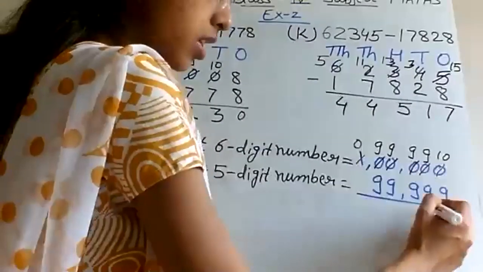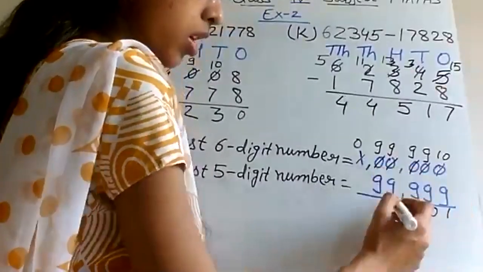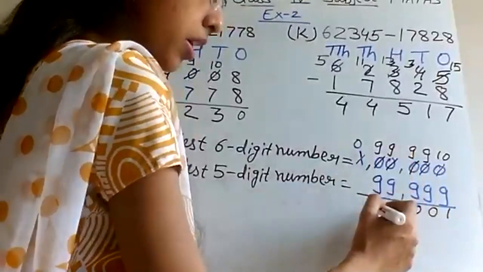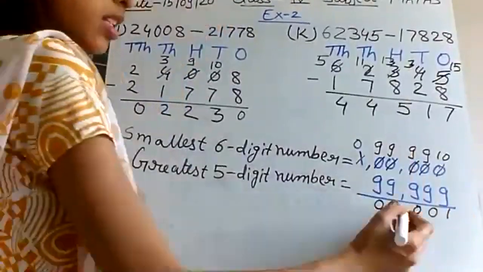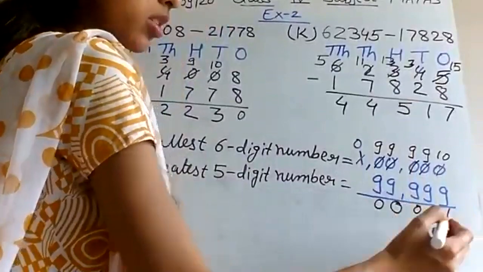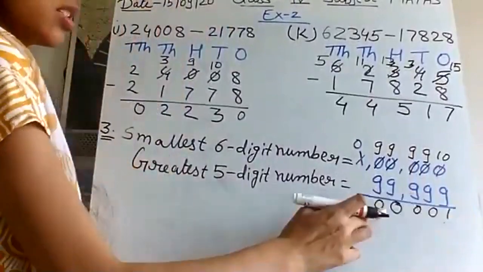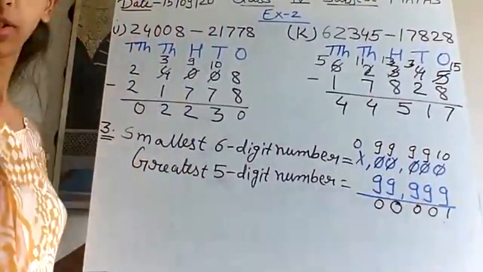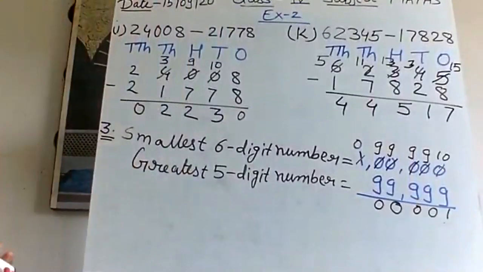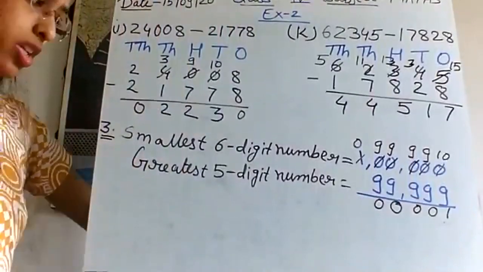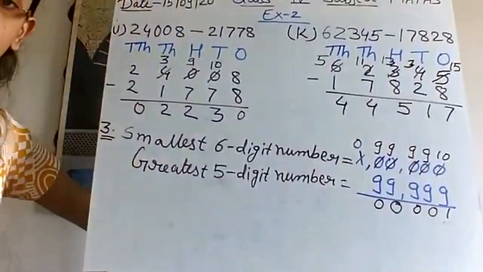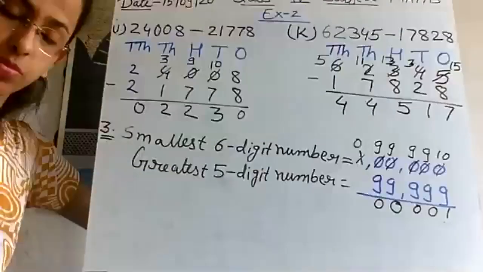9 minus 9 is 0. 9 minus 9 is 0. 9 minus 9 is 0. 9 minus 9 is 0. So our answer is 0 0 0 0 1. So when we subtract the greatest 5-digit number from the smallest 6-digit number, the difference is 1. Okay.